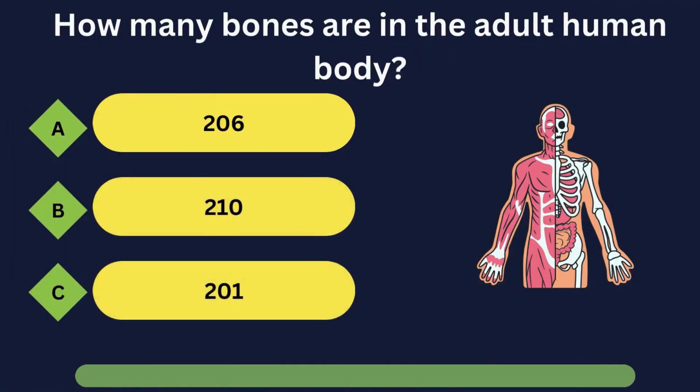How many bones are in the adult human body? A. 206. B. 210. C. 201.